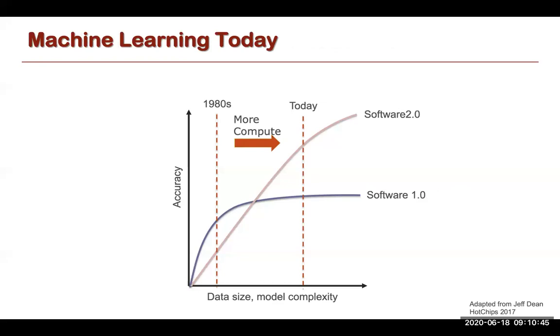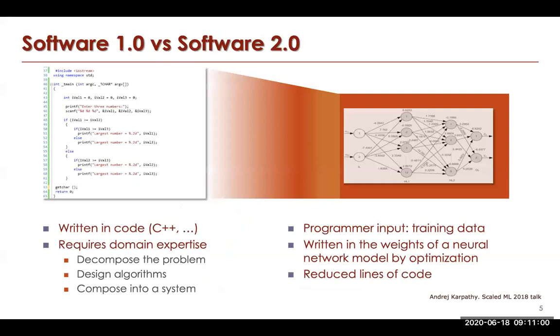And so this notion of training models to solve complex problems instead of developing manually developed algorithms is known as software 2.0, right? And so software 2.0 fundamentally changes the way that we develop software, or has the potential to change the way that we develop software.